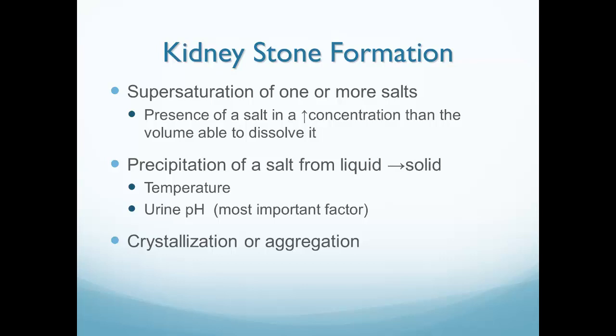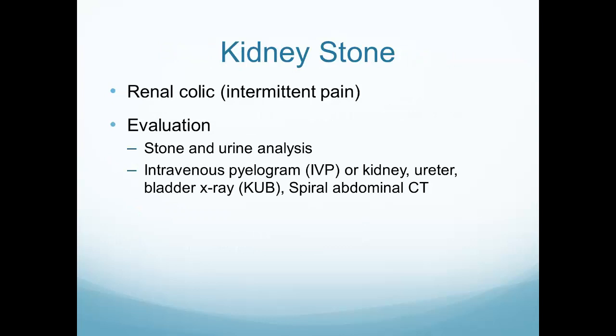It could also be a precipitation of a salt from a liquid to a solid. So changes in temperature and urine pH are a very important factor in whether or not somebody is going to form a stone. And this is also true, not just of the stones we've talked about so far, but stones forming from some of the drugs that we give. We're going to talk about that a little bit later on. Then there's this crystallization or aggregation that occurs, where the mineral starts to bind together, causing the stone formation.